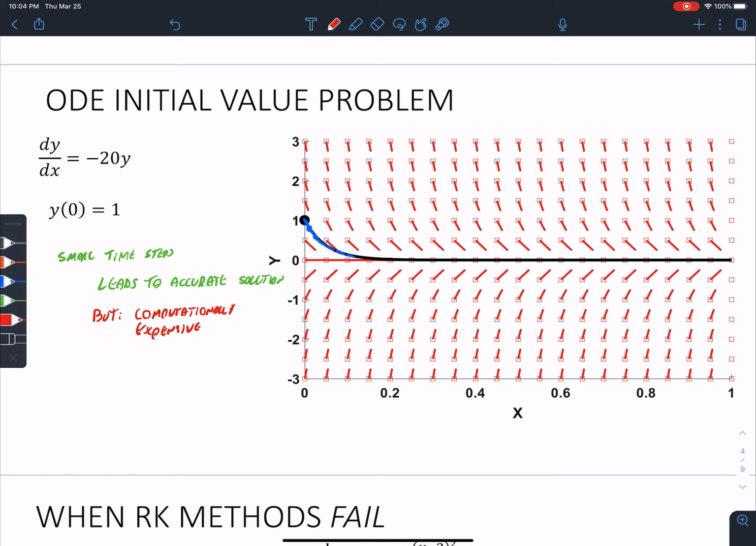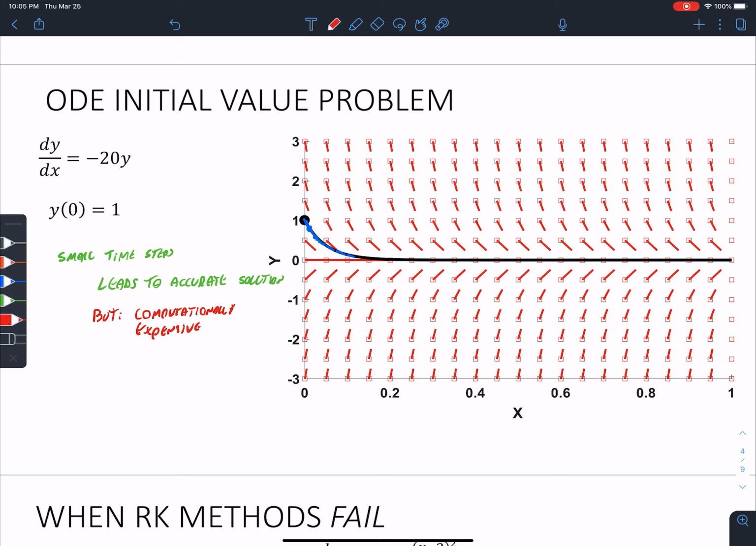Because now we have to compute many more iterations of the method to get the solution between 0 and 1. And it may also be wasteful, because there may be some sweet spot for some time steps, at least for some kinds of functions, where I can get a solution that is, for practical purposes, just as good as the actual solution, but for a larger time step. So some ODEs may require small time steps, some may not.